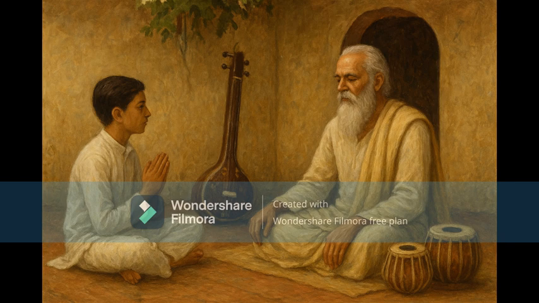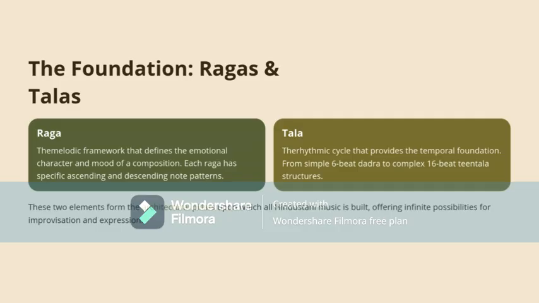Okay, let's unpack this. If it's got the strict structure but thrives on constant spontaneous enrichment, what are the basic rules? What are those architectural pillars holding everything up? Right. To get the architecture, you have to start with the two foundations, raga and tala. These are absolutely essential. Everything builds on them.